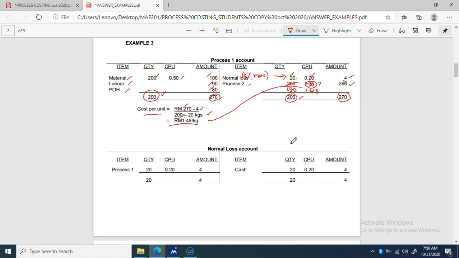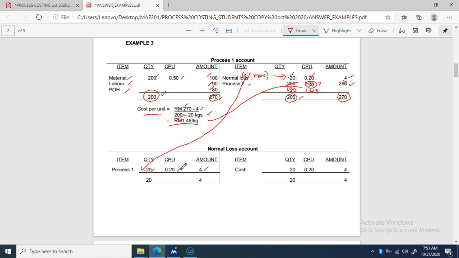Now we refer to the normal loss account. We transfer from process 1: credit process 1, debit normal loss. So we transfer to here 20 kg, 20 cents each. The amount is 4 ringgit. So this is the loss that we expect to happen.